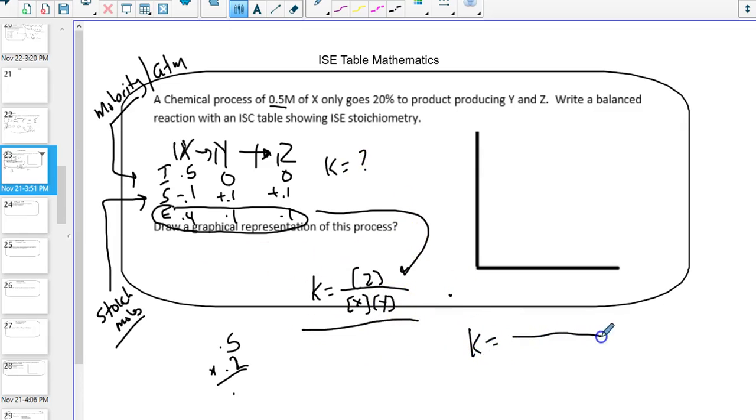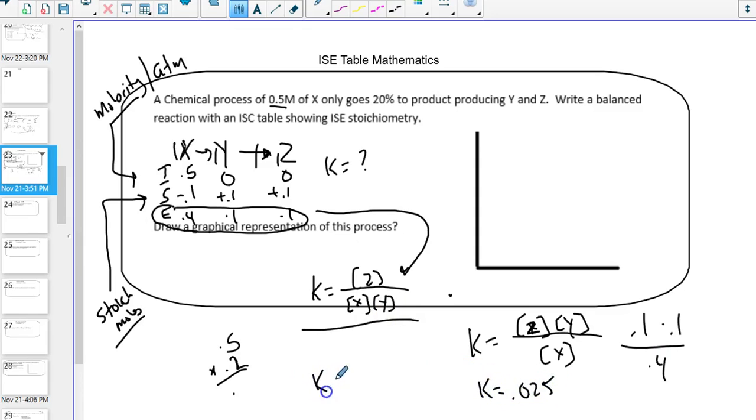K equals the concentration of Z times the concentration of Y over the concentration of X. So it's going to be 0.1 times 0.1 over 0.4. You can go ahead and calculate that out. 0.1 times 0.1 is 0.01, and then divided by 0.4 is 0.025. So K equals 0.025.